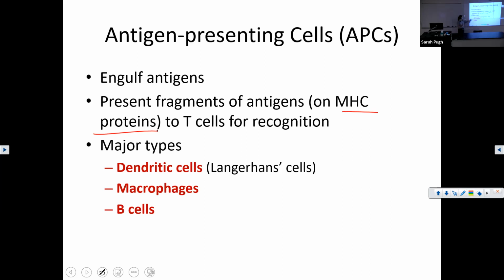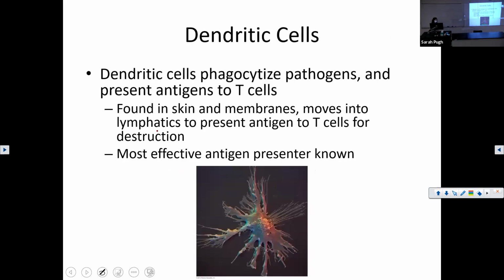So there are different kinds of antigen presenting cells. Dendritic cells like Langerhans cells. This is a type of cell, if you remember from Anatomy 1, that you find in your skin. Macrophages are types of antigen presenting cells. And this one's going to sound really weird, but even B cells can be antigen presenting cells. So let's walk through some of these.